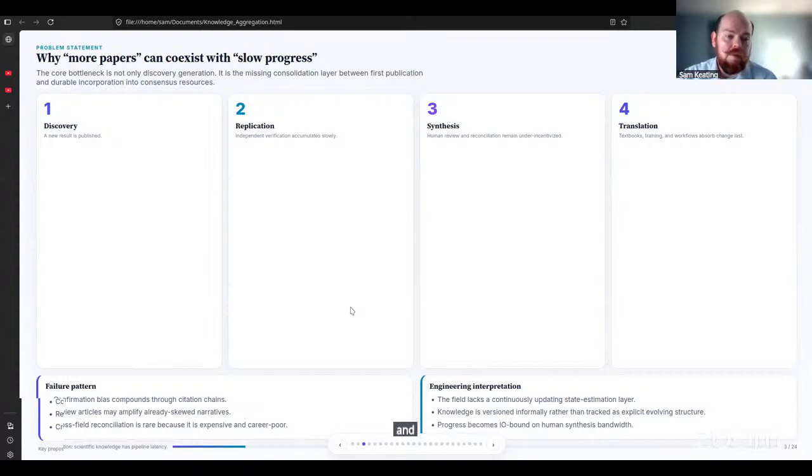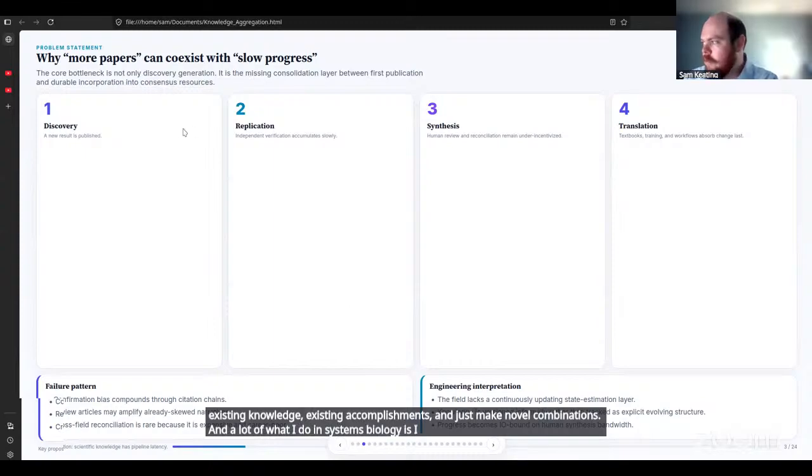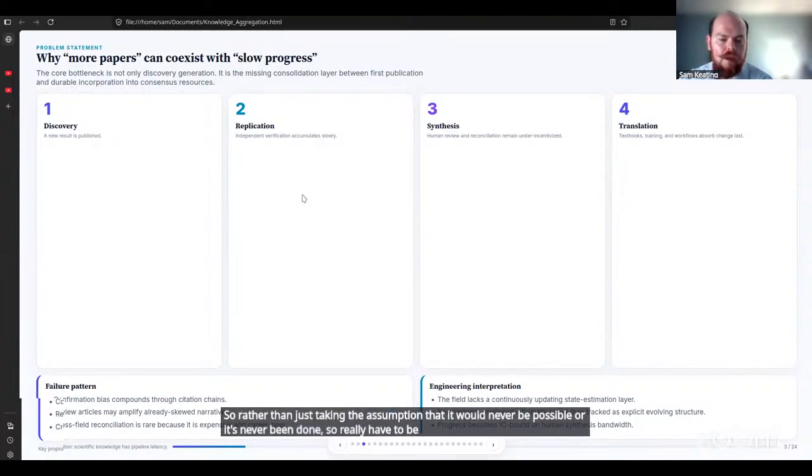And you often don't have to invent a brand new from scratch solution framework. You can take existing knowledge, existing accomplishments, and just make novel combinations. And a lot of what I do in systems biology is I take discoveries and just basic science across the board, across literature, like taking all of PubMed, and I take this ambition of parsing all of biomedical literature from PubMed. So rather than just taking the assumption that it would never be possible or it's never been done, it really has to be proven that you could do something that new and powerful or difficult.